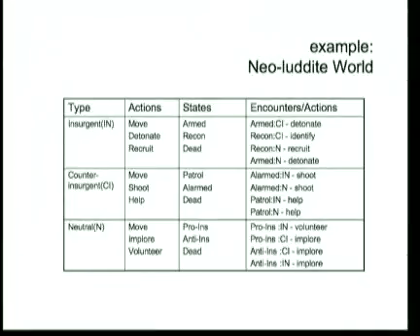Again, this is a problem with the discrimination aspects of a counterinsurgent and the fact that neutrals and insurgents are embedded in the population and hard to distinguish. If the counterinsurgent is on patrol and encounters either a neutral or an insurgent, it can't discriminate, so it will attempt to help the entity, for propaganda or relief purposes. The neutrals move, they implore, and they volunteer. Their states can be pro-insurgency, anti-insurgency, or dead.